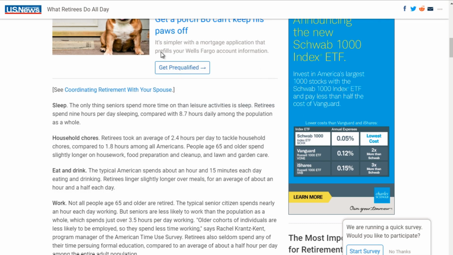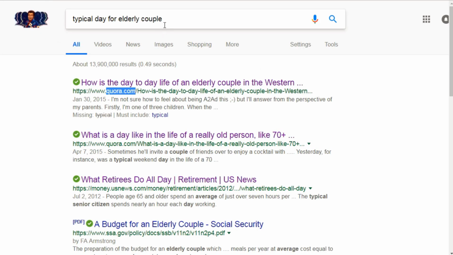Don't focus on this way too much. Just have fun, type in a typical day for blank or what do blank do all day and get an idea. Just jot it down and write it down. That will help you understand how to talk to them. You'll understand deeper their frustrations, what keeps them up at night, what makes them happy, what makes them sad, what they are spending their money on, and all of that.